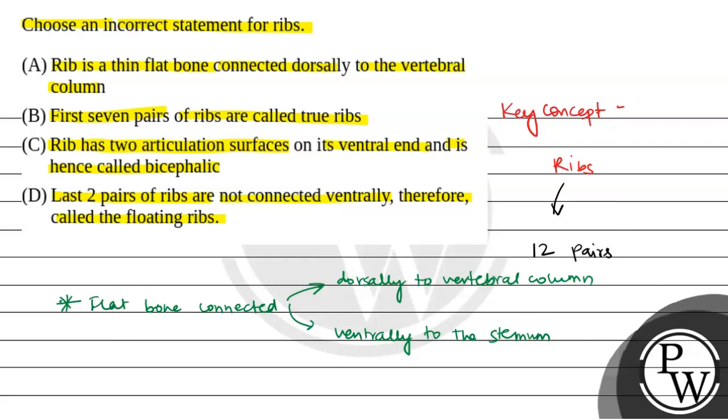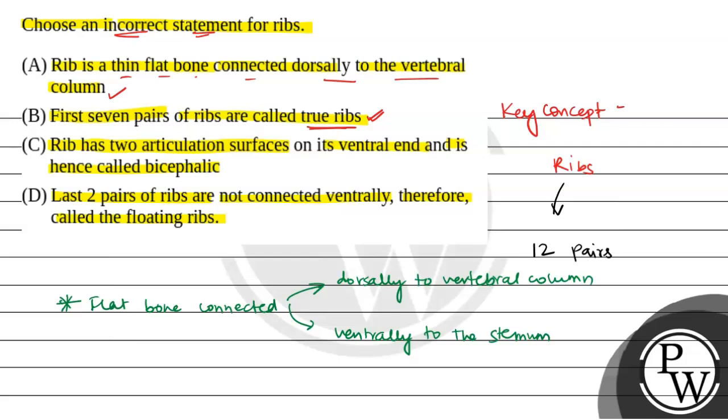Coming back to the question में हमें incorrect statement बताना है ribs के बारे में. First statement है rib is a thin flat bone connected dorsally to the vertebral column. This is right. Second, ribs first 7 pairs of the ribs are called the true ribs. This is also right because first 7 ribs जो होते हैं सामने sternum से और पीछे vertebral column से attached होते हैं.